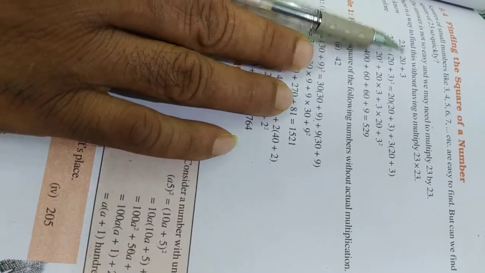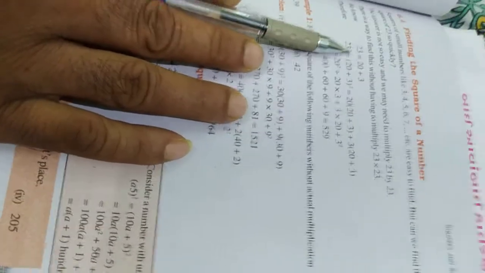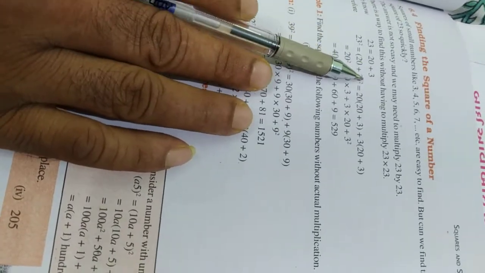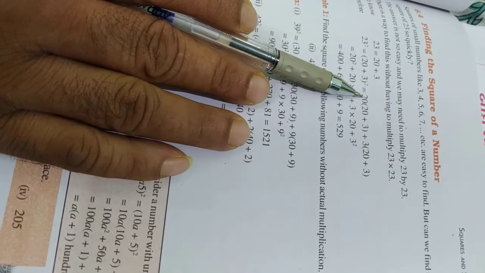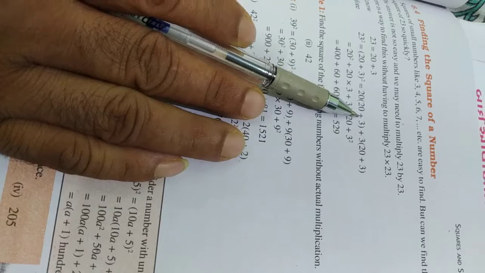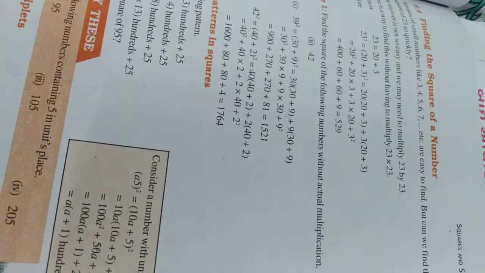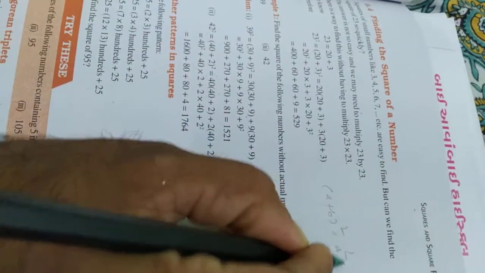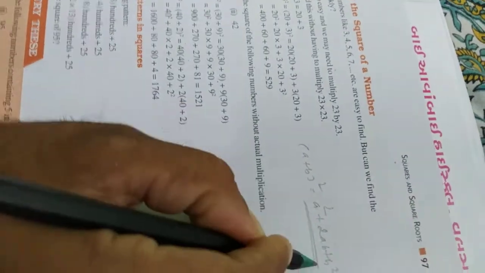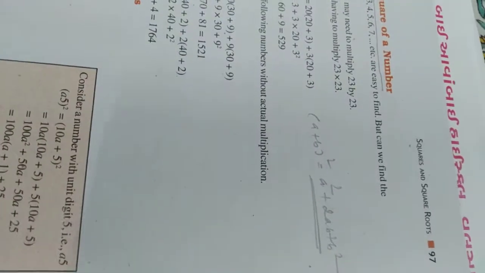See here, 23. We have to split the number: 20 plus 3. So 23 square is equal to (20 + 3) square, which is (20 + 3) multiplied by (20 + 3). So it's a formula: (a + b) square is equal to a square plus 2ab plus b square. By using this formula, we'll find the square of the given number.